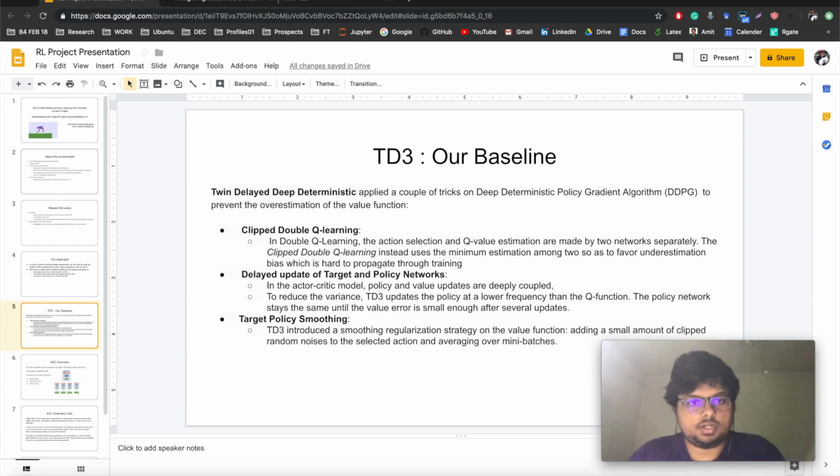Quick update about the TD3 algorithm: it has clipped double Q-learning, which is a minimum estimation over double Q-learning. It also has TD3 updates that are of lower frequency than the vanilla updates. Also, TD3 has a smoothing regularization strategy.